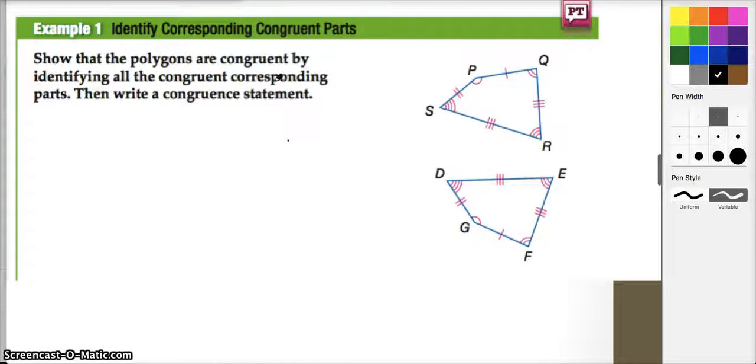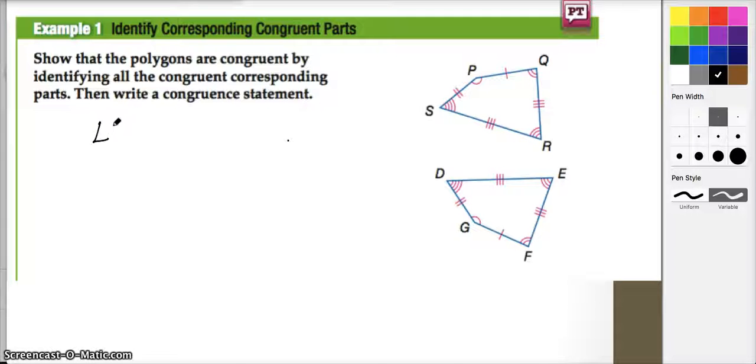And so this figure right here, we should have several because we've got a 1, 2, 3, 4, a quadrilateral, two quadrilaterals that are congruent. So show that the polygons are congruent by identifying all the congruent corresponding parts. Then write a congruent statement. So we can do that.